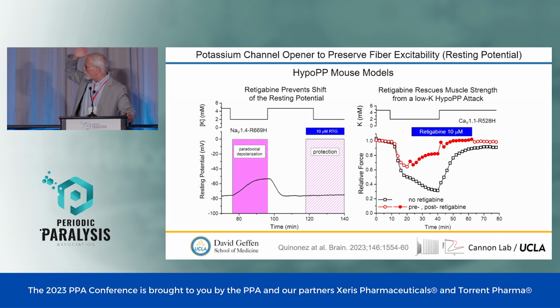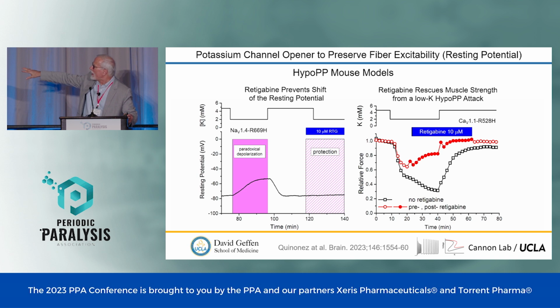So here we're going back to the most common cause of hypo-PP, the calcium channel R528H mouse. We take the muscle out. Again, we're monitoring the force every 2 minutes. We contract the muscle and see how well it can operate. Everything is very stable in the beginning. We lower the potassium from 4.7 to 2, and the force starts to drop. There's an attack of hypo-PP in our mouse model.